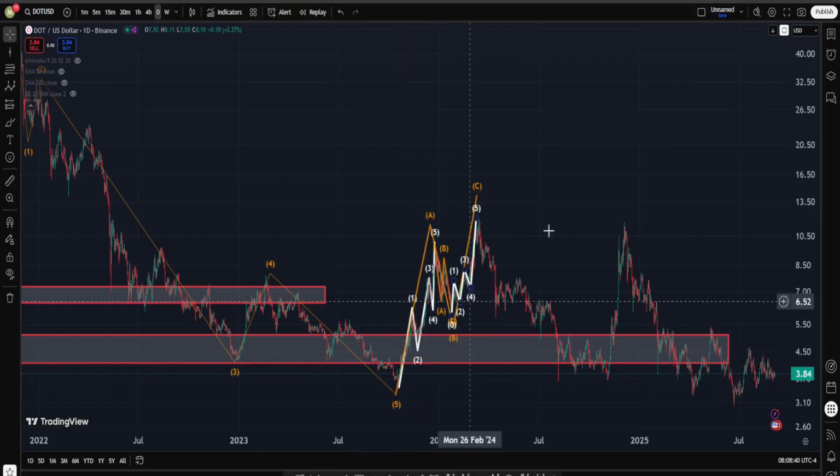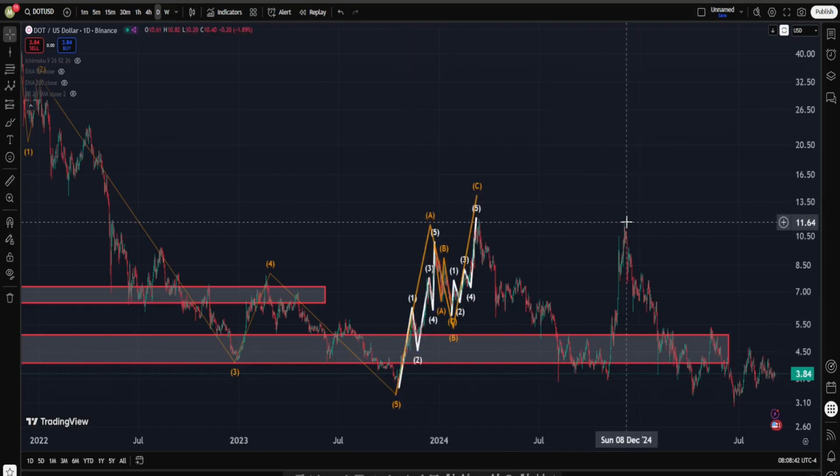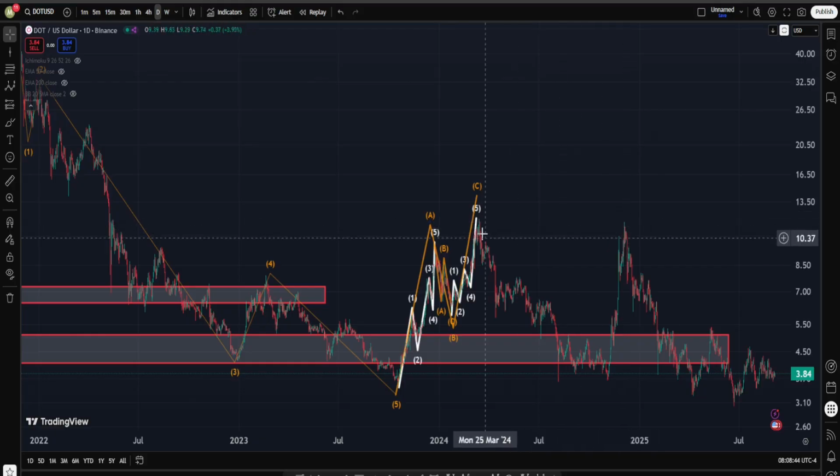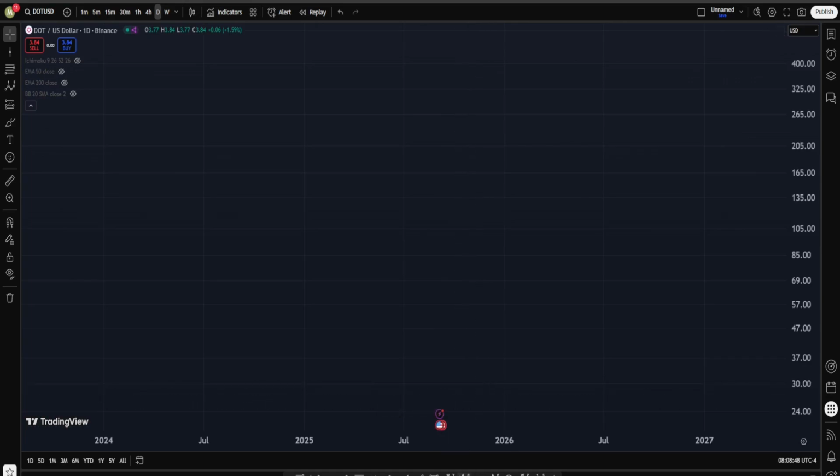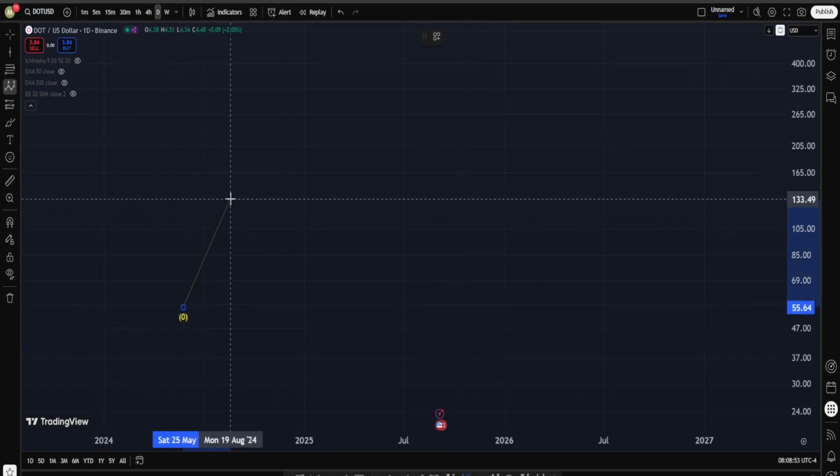Now, followed by that, I think a correction started in Polkadot and the beginning of it is right in here. However, the end of it, in my view, is actually going to be around this point and not necessarily the highest high in this area. And I want to talk about the idea of having an ABC running flat, which looks like this.